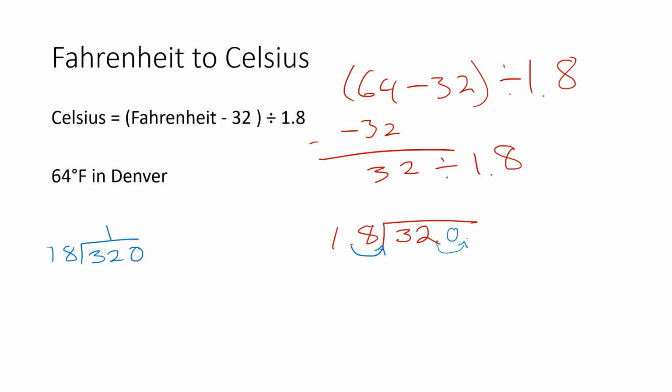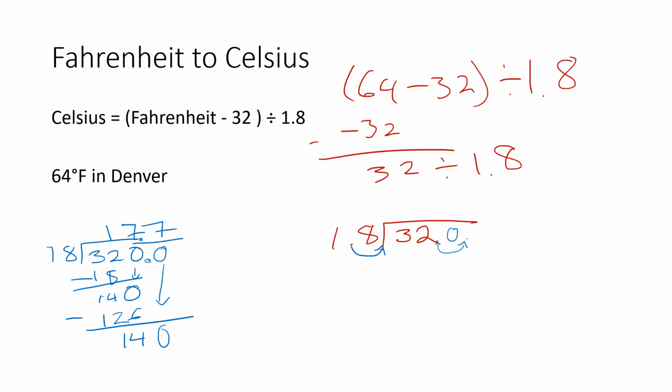Well, 18 will go into 32 once. And then 32 minus 18 will give us 14. Bring down our 0. 140 divided by 18 will be 7. And then 7 times 18 gives us 126. And when we subtract, we should get 14. So this is going to keep going. We can add a decimal and a 0 and bring it down, bring our decimal up into our answer. We're going to get 7 again.